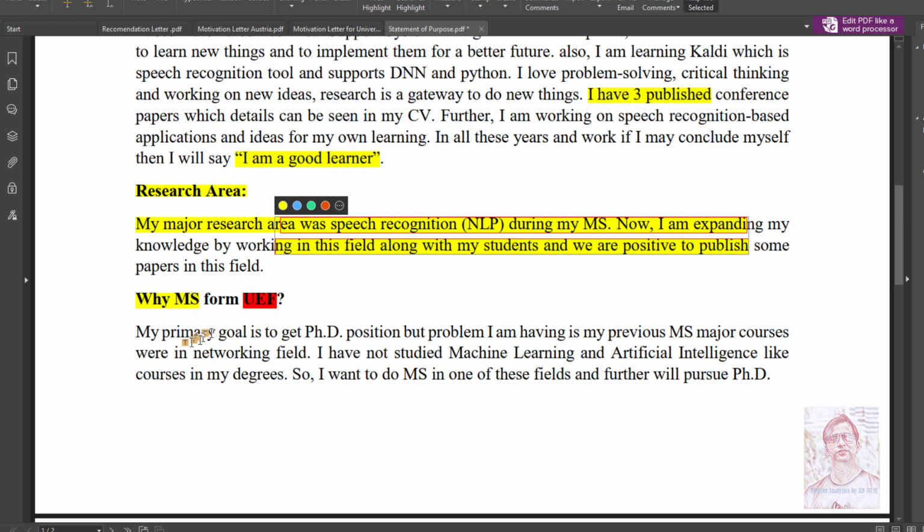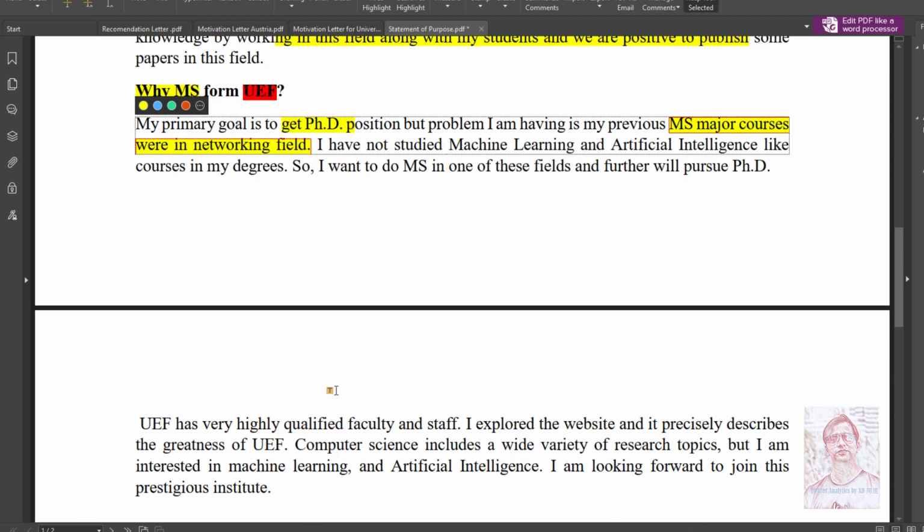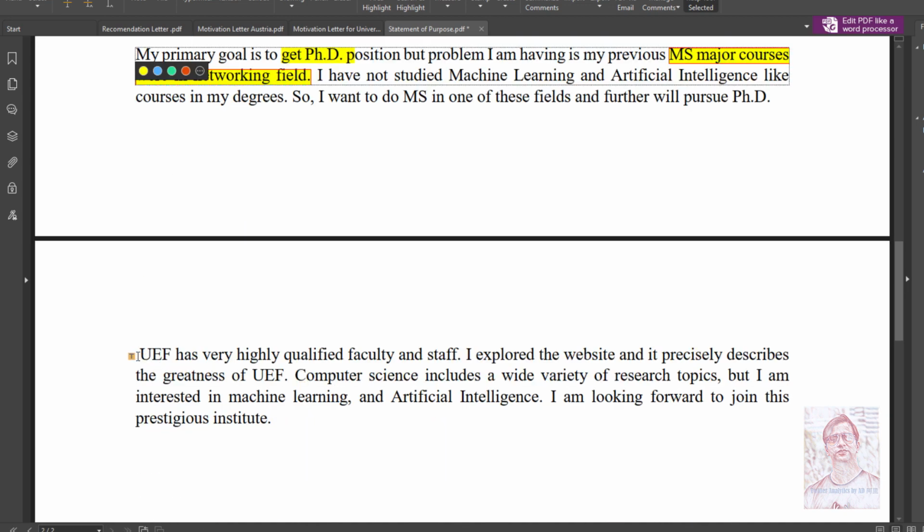So why I wanted to join that, somehow you can see that I said my main goal is to get the PhD position, but my previous master's courses were related to networking. Now I am aiming for machine learning and artificial intelligence. Okay. And in the last paragraph I have praised the university, that they have very highly qualified faculty, and you can see that.